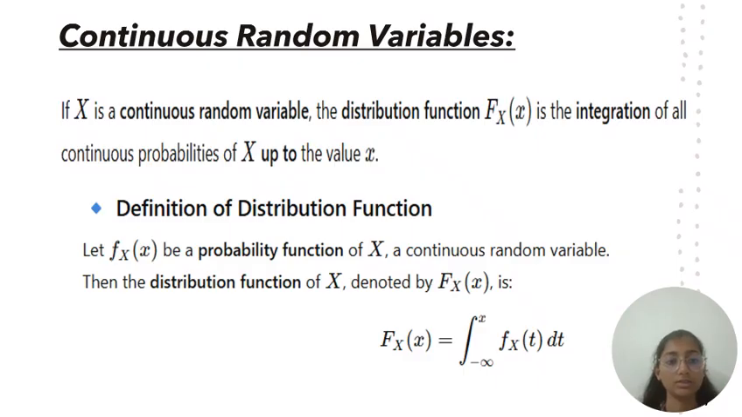Definition of the distribution function. Let us consider f_X(x) to be the probability density function of X, a continuous random variable. Then the distribution function of X, denoted by F_X(x), is given as follows. F_X(x) equals the integral from minus infinity to x of f_X(t) dt. Here the limits are from minus infinity to x. To get our F_X(x), we integrate the small f_X(t) value.